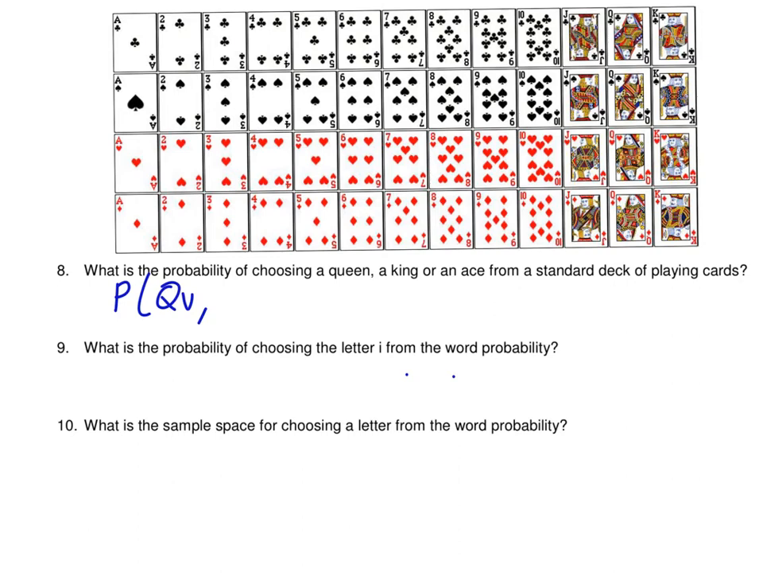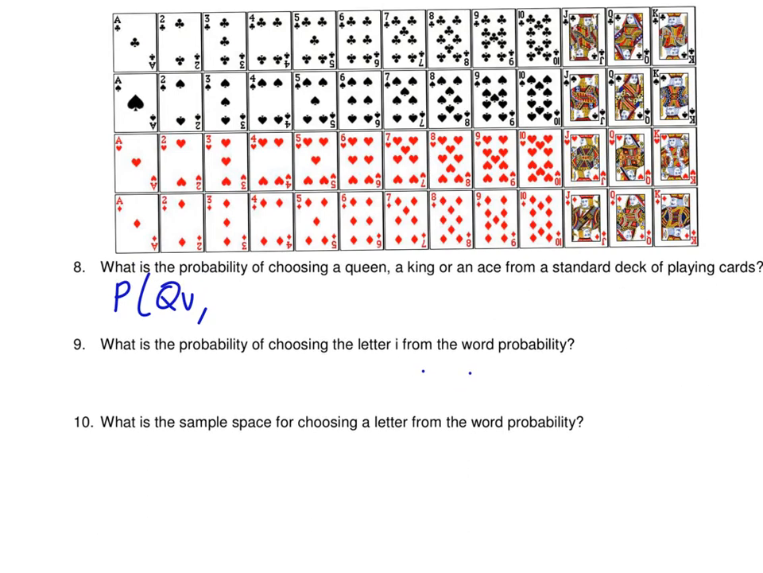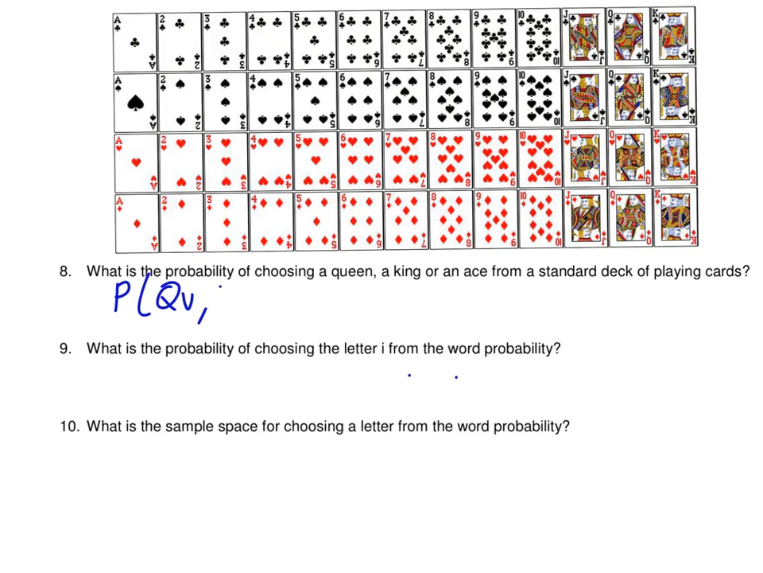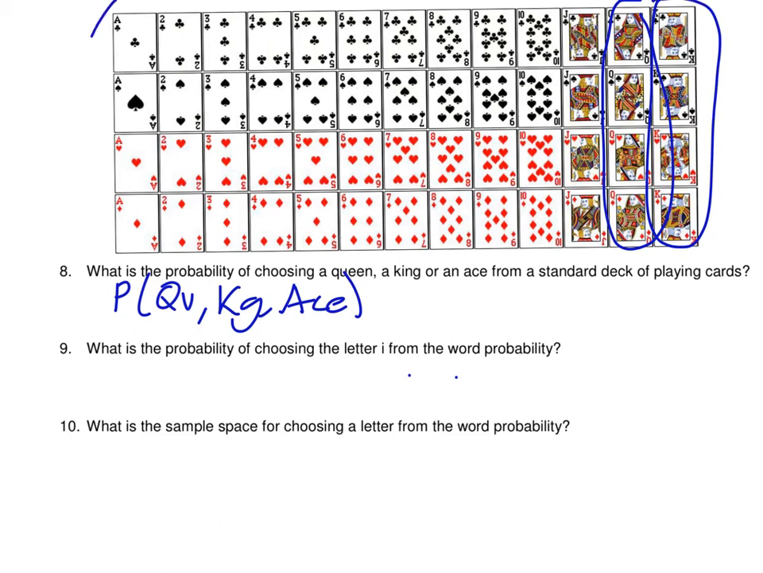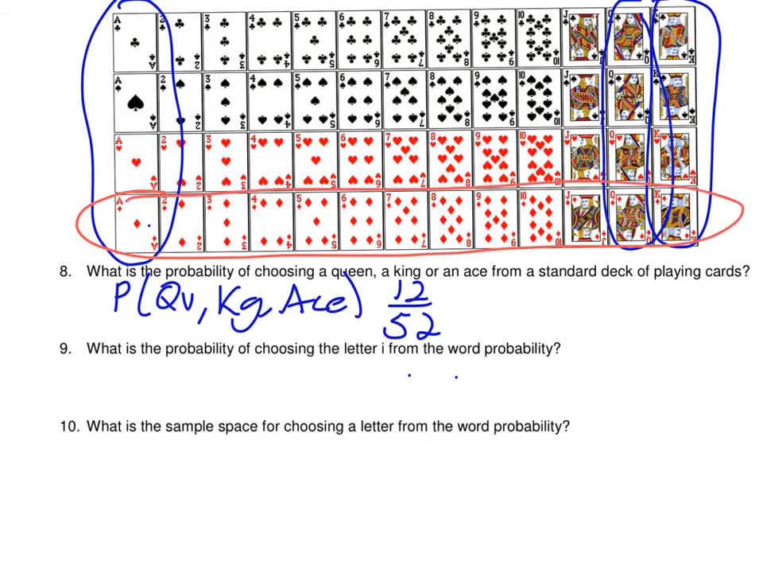Okay, number 8, probability of getting a queen, a king, or an ace. Well, if you look at the standard deck, you have 4 queens, you have 4 kings, and you have 4 aces. That's 3 times 4, that's 12 out of the 52. Now remember, you could simplify it to just one suit, and that is 3 out of 13. That simplifies if you divide them both by 4.